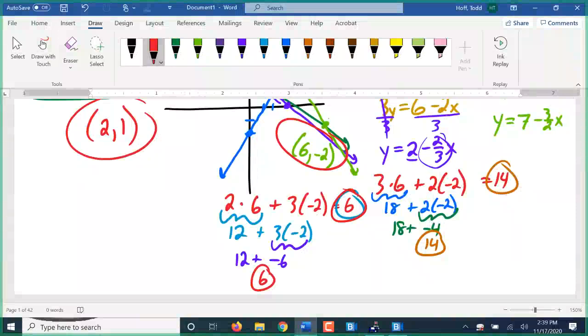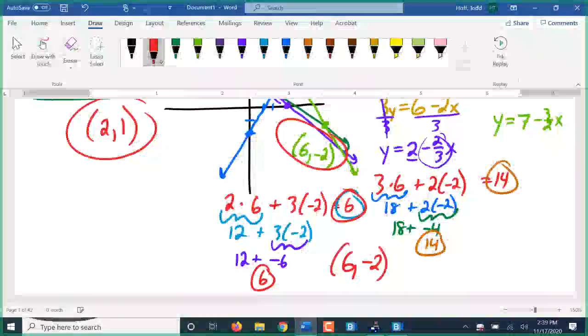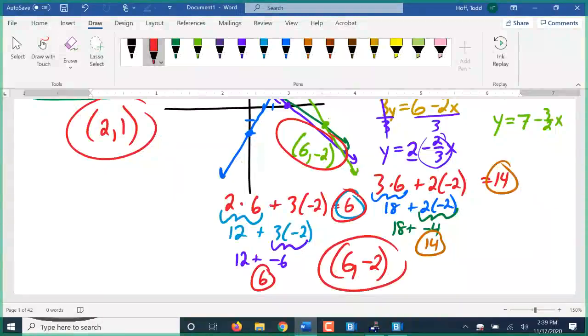So that point, 6, negative 2, satisfies both equations. So it is a solution to that system of equations.